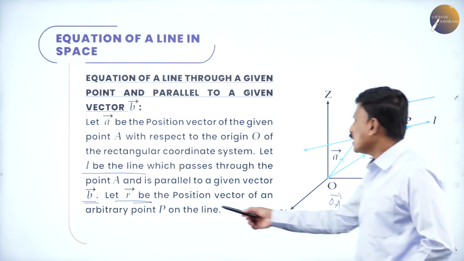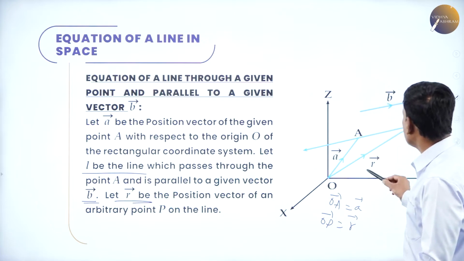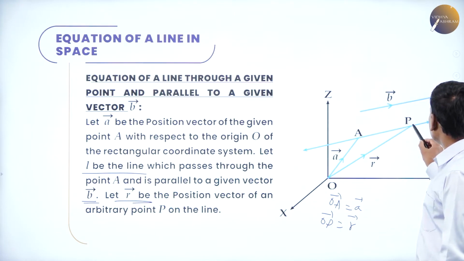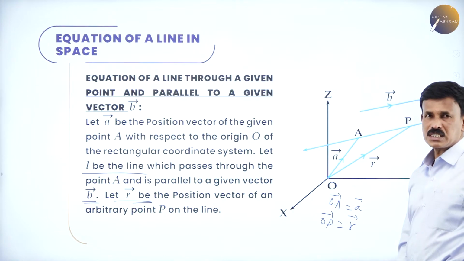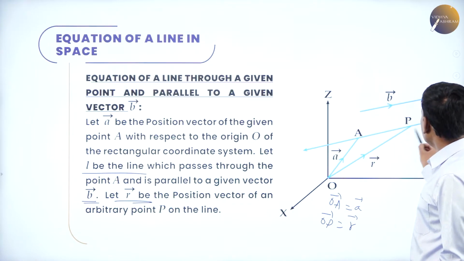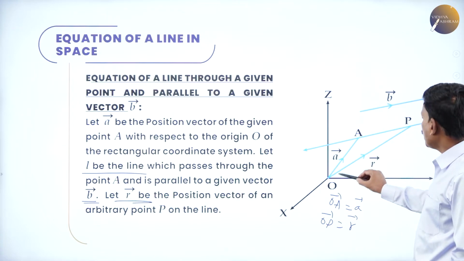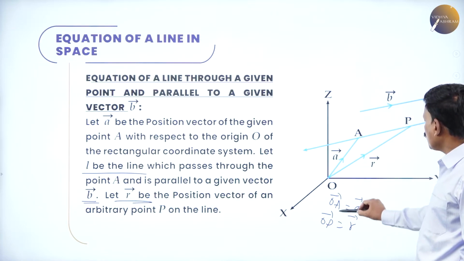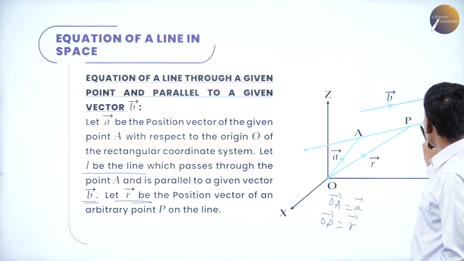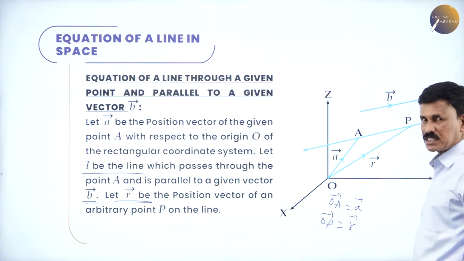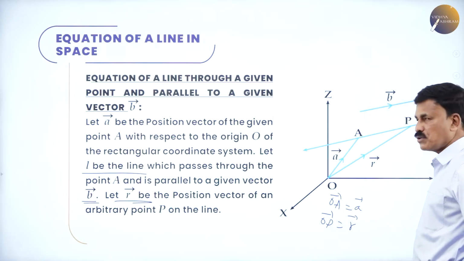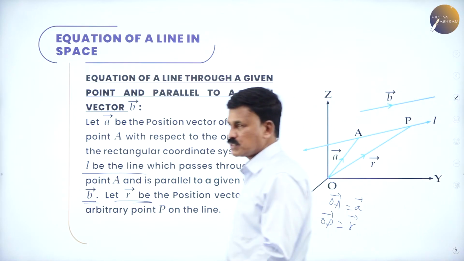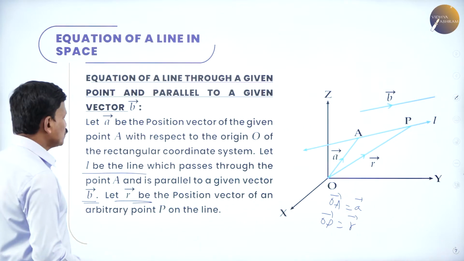So then let r be the position vector of the point P. Therefore vector OP is equal to vector r. This is the construction. Consider a line L which passes through a point A, the position vector of which is OA equal to vector a, and the line L, AP, is parallel to the vector b. Let the position vector of the point P be OP equal to vector r. That is the construction part. Okay, now come to the next line.